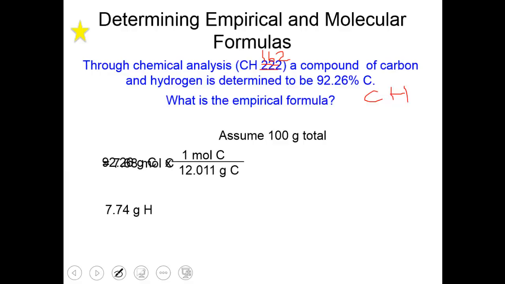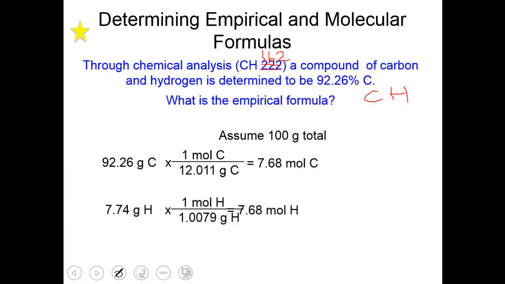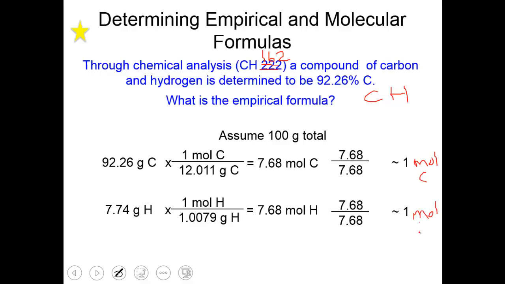So we're going to get them into moles, and we'll do the same thing for hydrogen. Now you'll notice that it's the same number, so we're going to divide by 7.68, and we get approximately 1 mole of carbon for every 1 mole of hydrogen. So our empirical formula is just CH, 1 to 1.